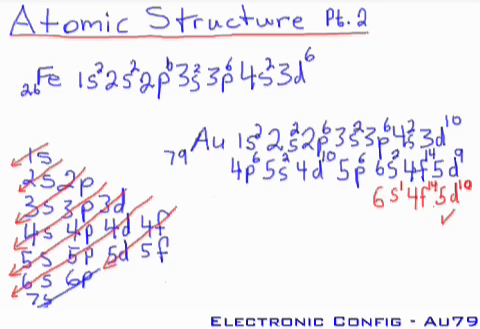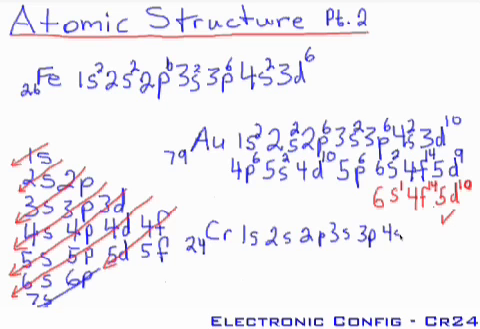In this case, let's take a look at the element chromium. And I believe its atomic number from the periodic table is 24. If I go along and do chromium following my diagonals, what would I predict its electronic configuration to be? 1s, 2s, 2p, 3s, 3p, 4s, 3d.